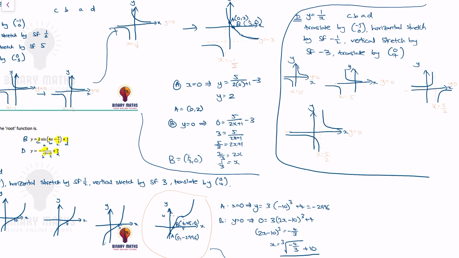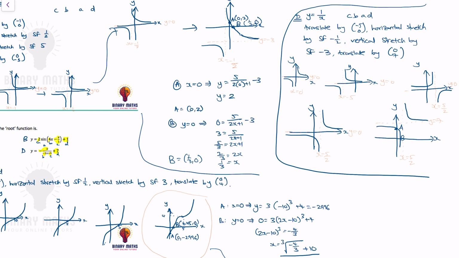Okay, last thing that we need to do is translate by 0, 7, which means it needs to go up by 7. If it goes up by 7, my asymptote will now be at y equals 7. So somewhere at y equals 7, and my other asymptote will be at x equals 5 over 2 still, which is x equals 5 over 2. So if I draw it out, it'll look like so. All I need to do is find these 2 points, which is A and B.